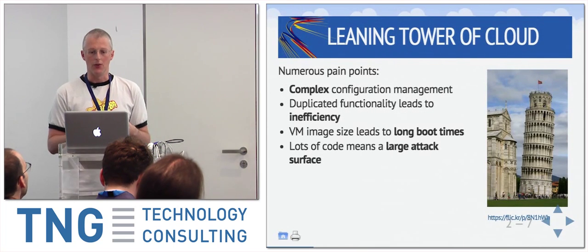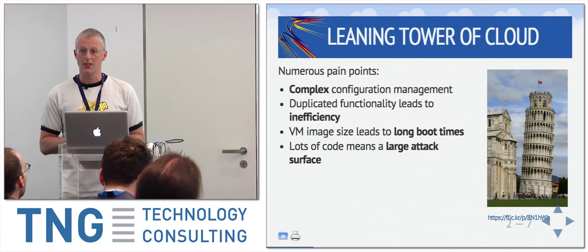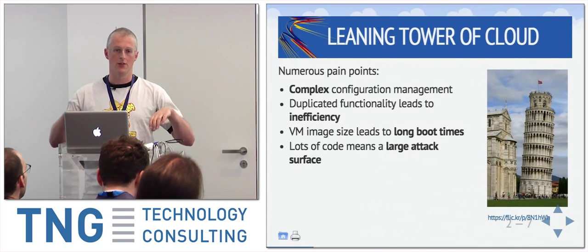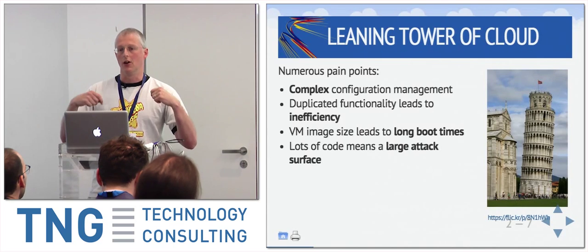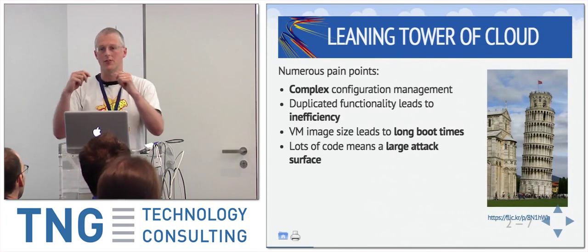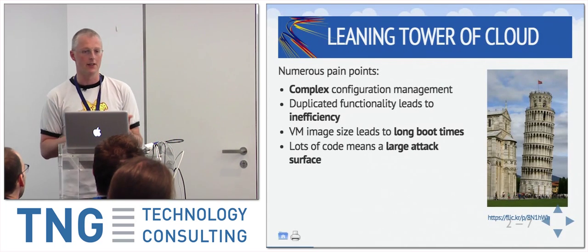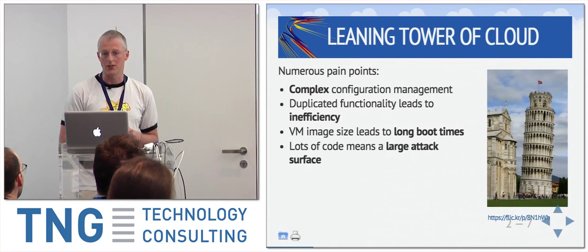So this leads to lots of pain points. It's complex configuration management. Duplicated functionality leads to inefficiencies. So when you have a hypervisor, typically on top of that, you have an operating system. On top of that, you may have some kind of Java virtual machine or something. You'll have a lot of system platform libraries. There's lots of these things are all trying to provide things like isolation, resource management, and the other features an OS would provide.